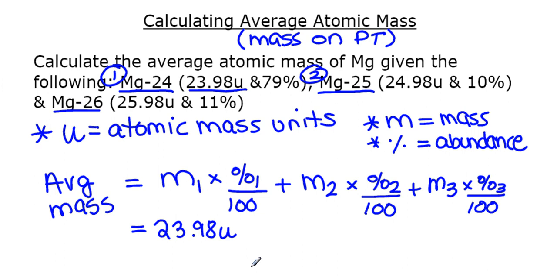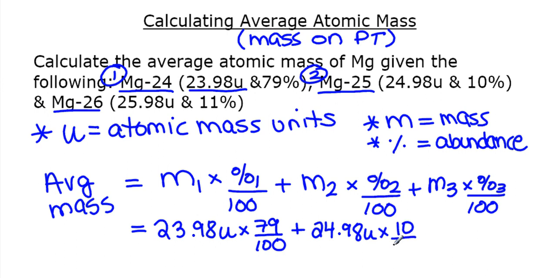Always put our units in. And we're going to multiply it by the percentage, which is 79 over 100. Or you can just go right ahead and put in 0.79. It doesn't matter. Next, mass 2 is going to be for magnesium 25. But again, I want to use that more accurate number. So 24.98 U times 10 over 100.